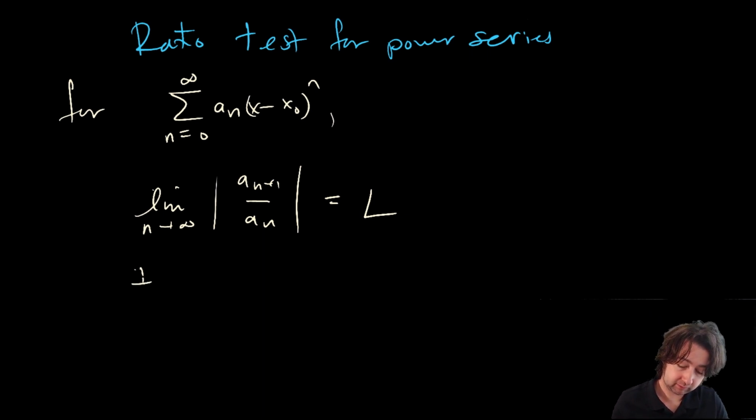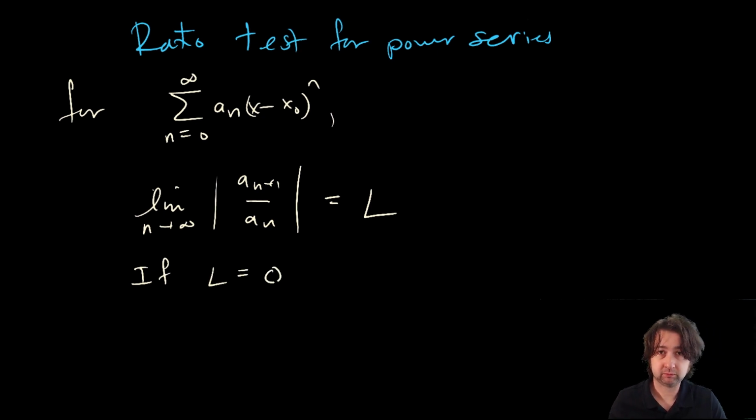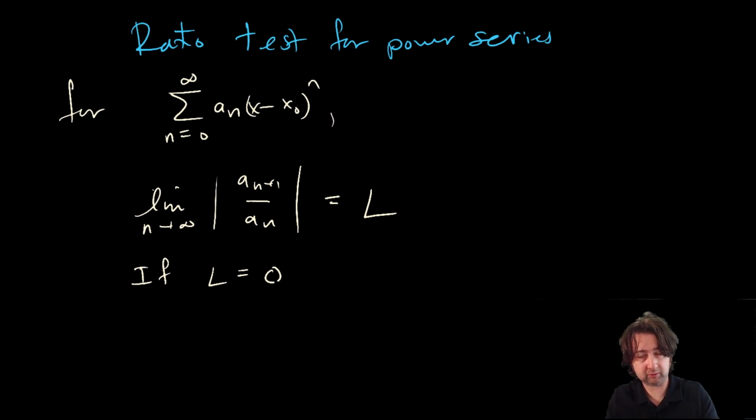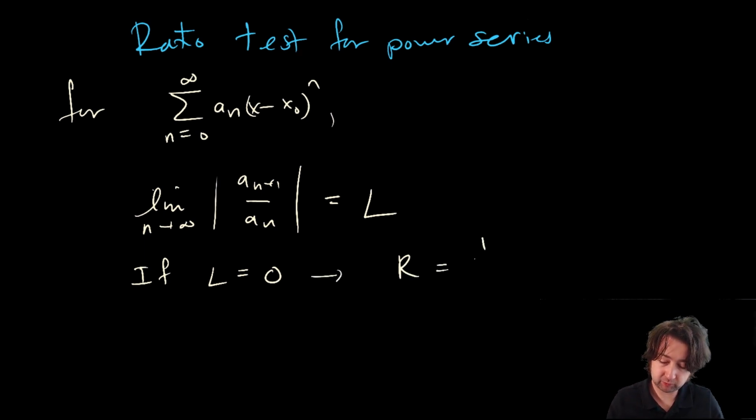If L is equal to 0, well, that means the coefficients get small really quickly. And what that means is that the radius of convergence R is equal to 1 over L, which is infinity.